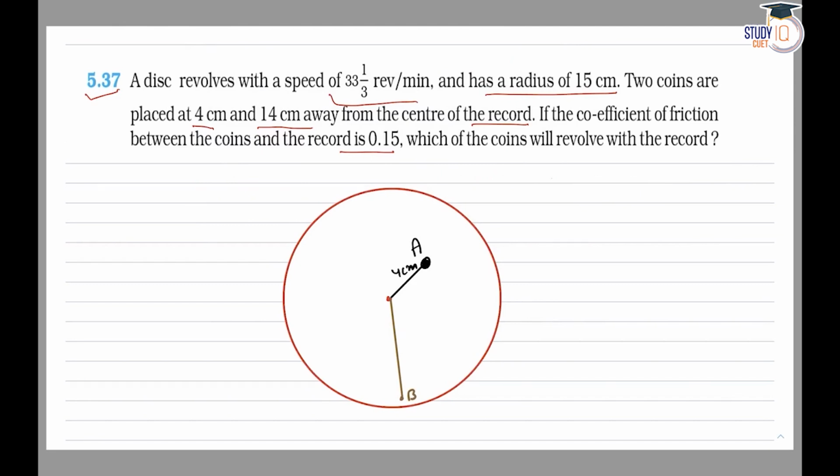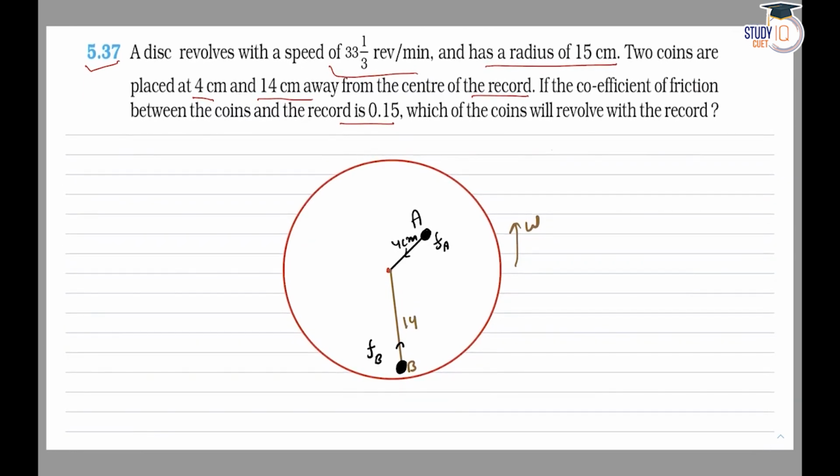So as we all know, if these coins want to rotate with this circular disk with angular velocity omega, centripetal force is required in order to move in circular motion. In case A, the centripetal force is given by friction, and in case B, the centripetal force is also given by friction. So this is, let's say, FA and this is FB.